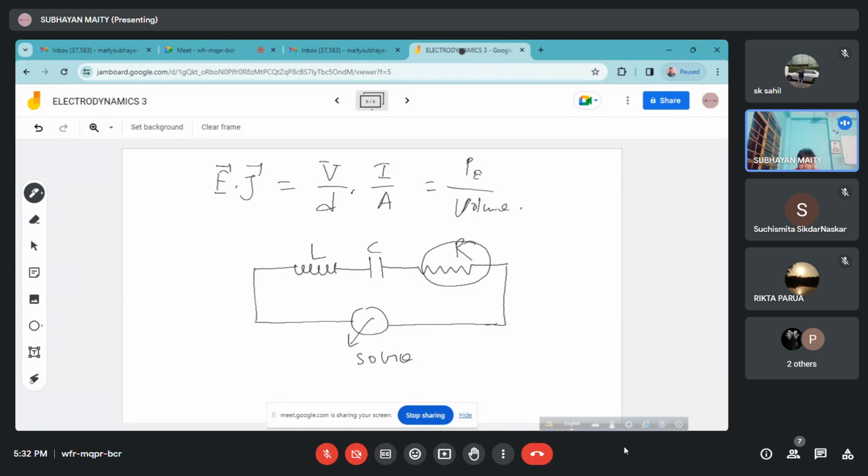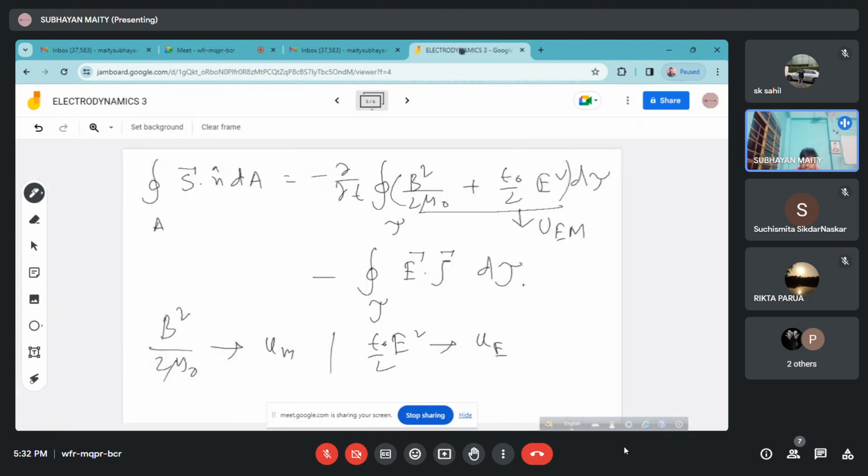Okay, so this term is here. It's ohmic, the ohmic component in the circuit. So the energy rate of energy dissipation through the ohmic component is this term, and this term corresponds to L, this term corresponds to C.